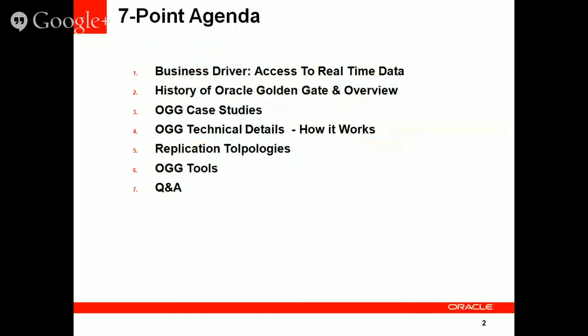So we are having a 7-point agenda. First point is business driver, access to real-time data. Second point is history of Oracle GoldenGate and overview. Third one is Oracle GoldenGate case studies. Fourth one is Oracle GoldenGate technical details and how it basically works. Fifth one is replication topologies. Sixth one is Oracle GoldenGate tools. And last one is question answer session.